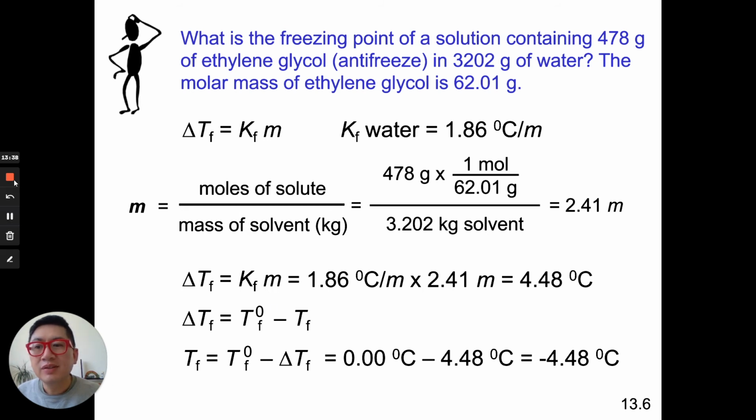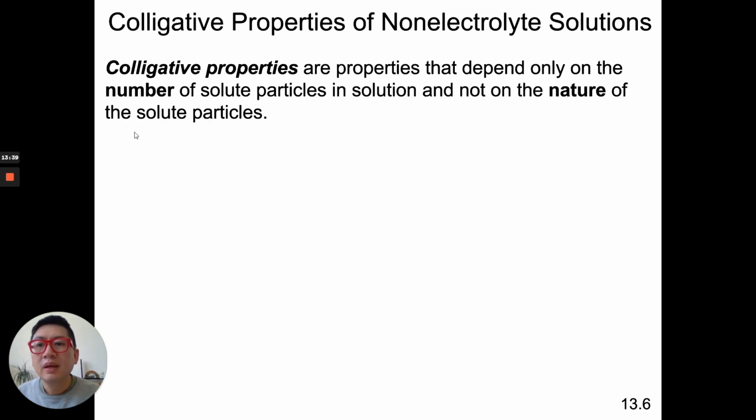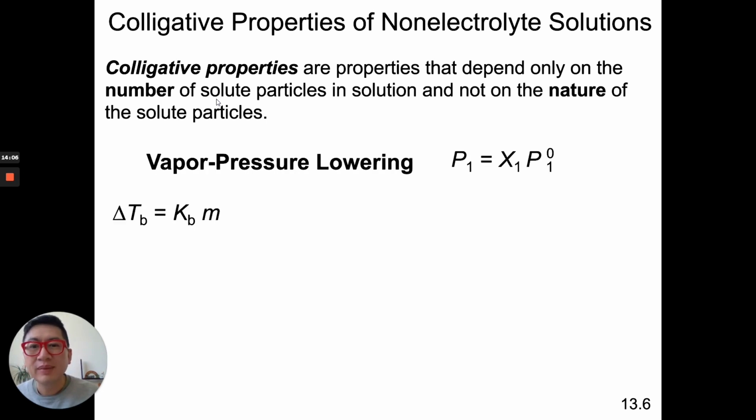Okay, I'm going to pause for a second. Okay, there's one more thing that we need to know about the freezing point and boiling point of solutions. It's about colligative properties. Boiling and freezing point are related to colligative properties. Colligative properties are properties that depend on the number of solute particles in solution and not on the nature of the solute particles.